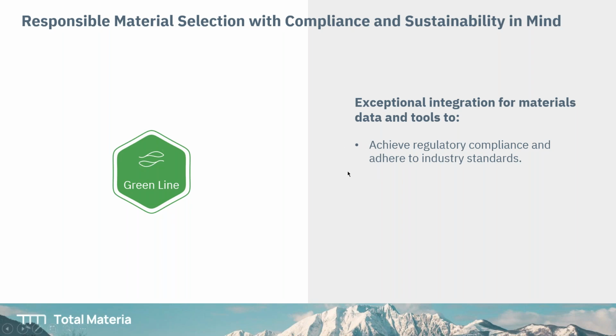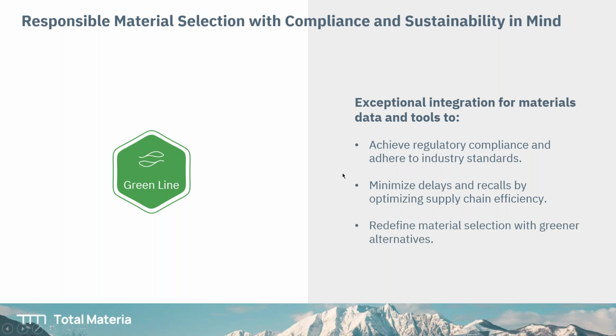And yeah, minimize delays and recalls by optimizing supply chain efficiency, redefine material selection with greener alternatives, and to see your carbon footprint, here is your tool, Green Line. And this is very important information: you can find some compliance information from your suppliers or producers, but still it's very important that it needs to be up to date.